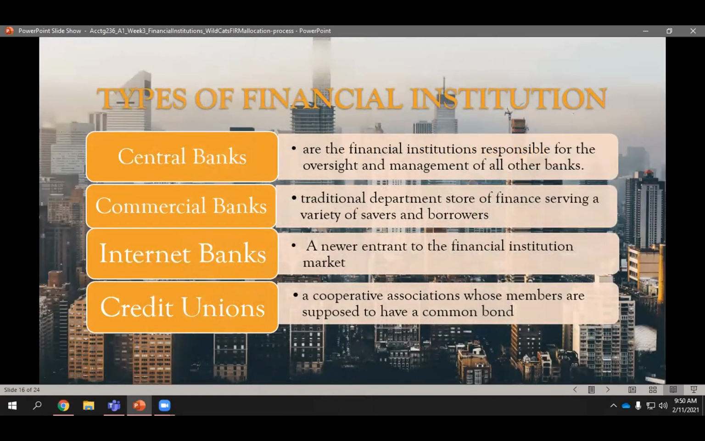First, we have the central banks. They conduct monetary policy, regulate banks, and provide financial services. Then the primary functions of a commercial bank are accepting deposits and lending funds. Internet banks, of course, provide banking services from any place with access to the internet. And then the credit unions, a financial cooperative that provides traditional banking to their members.